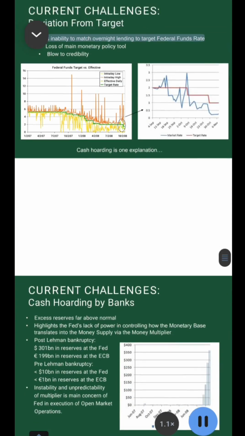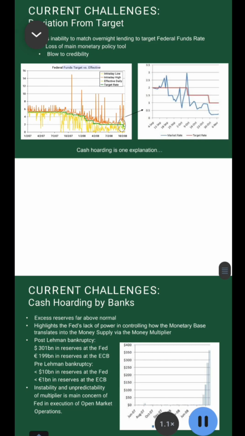Current challenges: deviation from target. The Fed's inability to match overnight lending to the target federal funds rate. Loss of the main monetary policy tool, a blow to credibility. Cash hoarding is one explanation. Federal funds target versus effective.